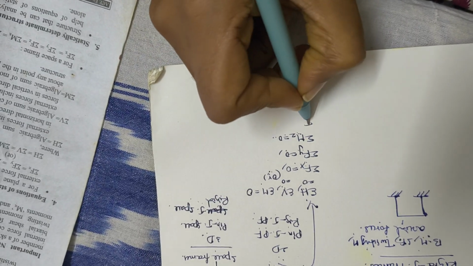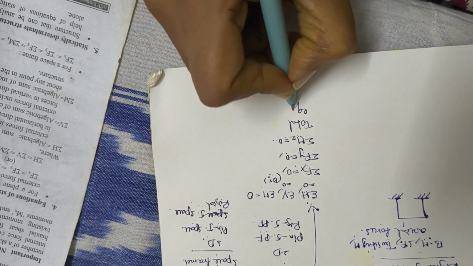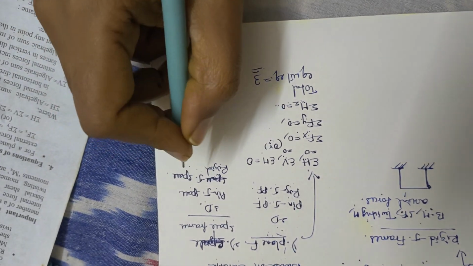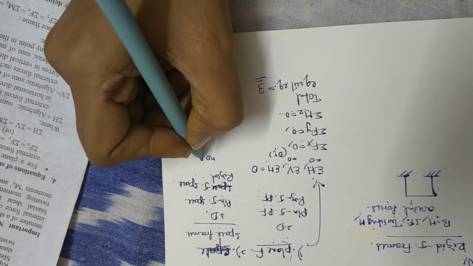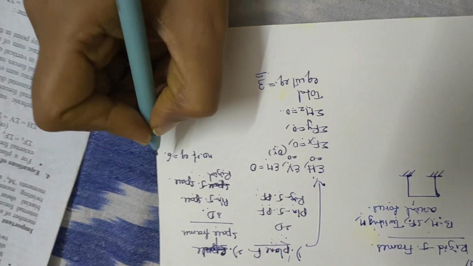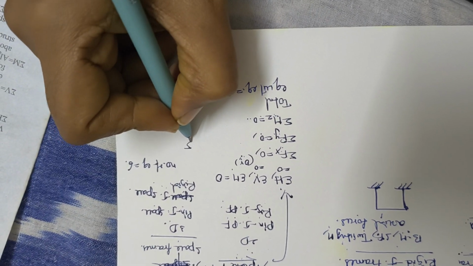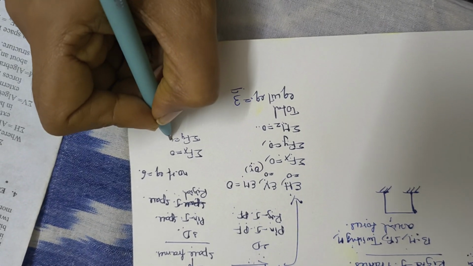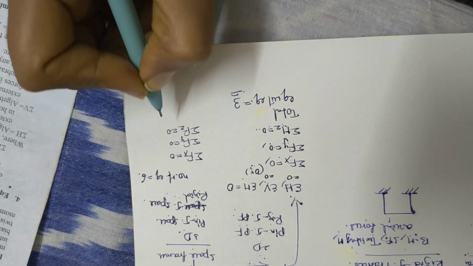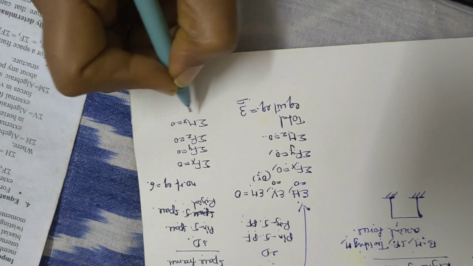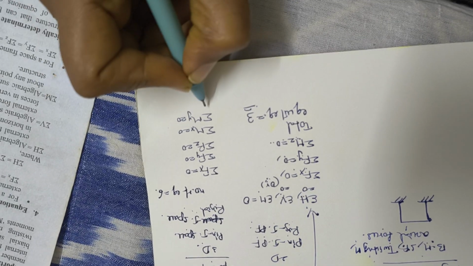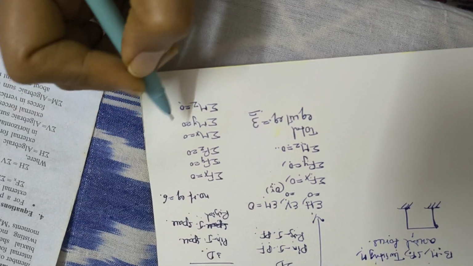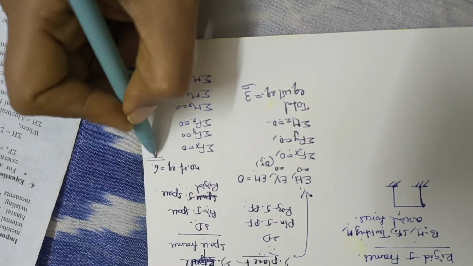So the total equilibrium equations are 3 in this case. But in space, the number of equilibrium equations is 6. Sigma fx equals 0, sigma fy equals 0, sigma fz equals 0, and I'm considering moments in all directions also 0. That means sigma mx equals 0, sigma my equals 0, and sigma mz also 0. That means total 6.